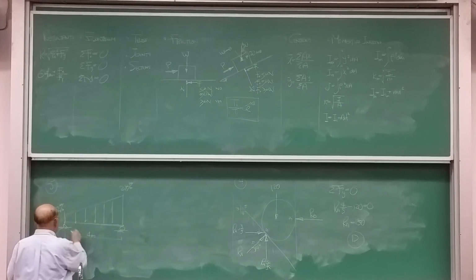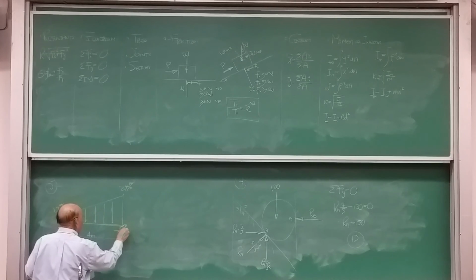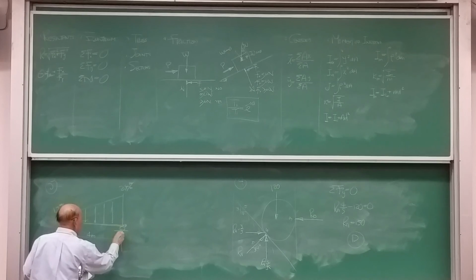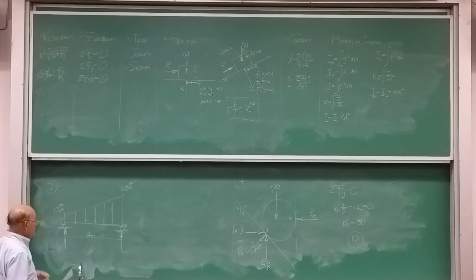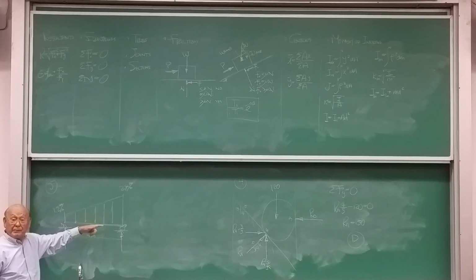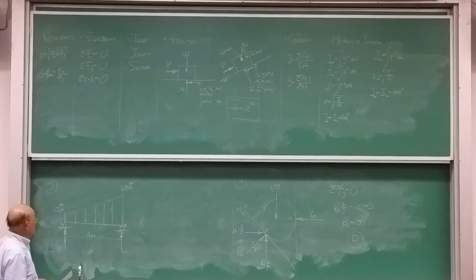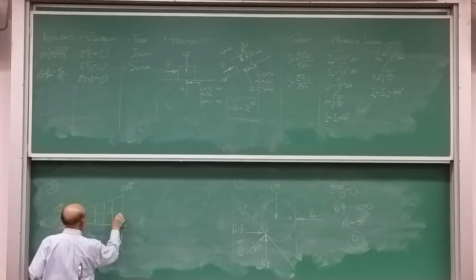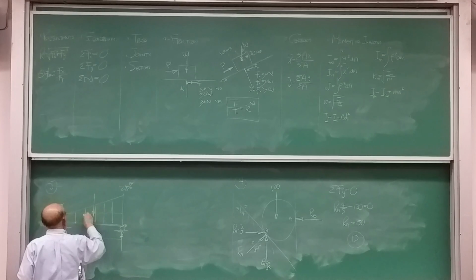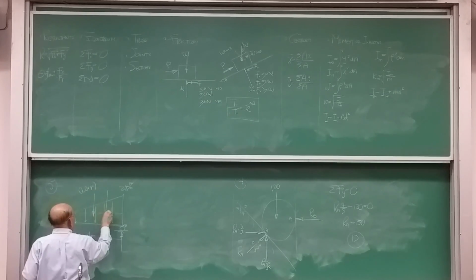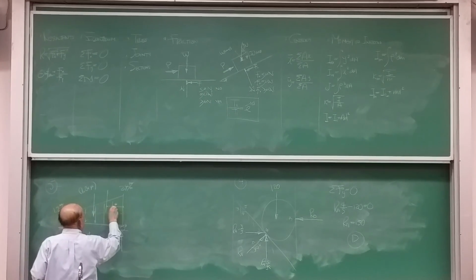Reaction at the B is a free body diagram, or we will just take a moment about A to get B out of it. As we said before, we chop this one, and in the middle there will be 1.2 times the 4.